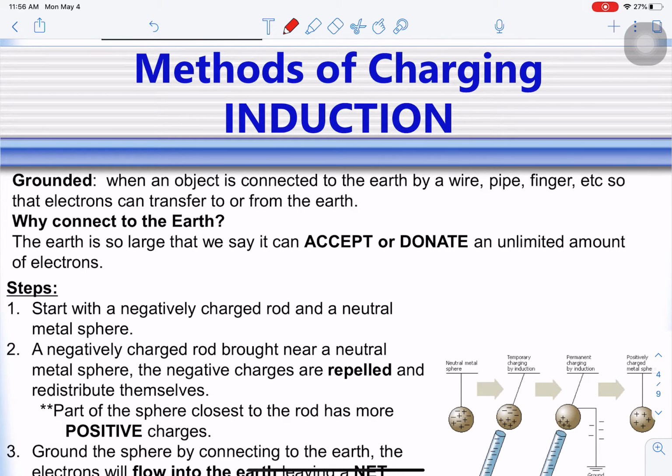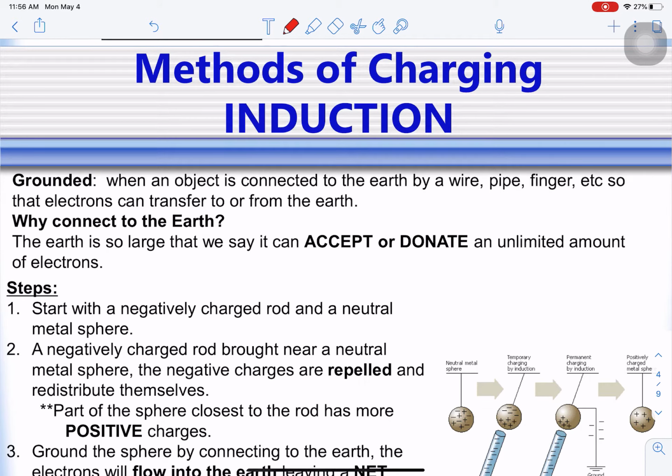So when you ground something, when an object is connected to the earth by a wire, pipe, finger, etc., electrons can transfer to or from the earth. The earth is this infinite reservoir for electrons. It's so massive that when we connect a wire or a pipe to the earth, it can transfer those electrons into the earth, and the earth will be totally fine. Because it's so massive, it can accept or donate an unlimited amount of electrons. That's why if you see those electrical poles, you'll see a wire going down the pole connected to the ground. It's grounding. It's connected to the earth.